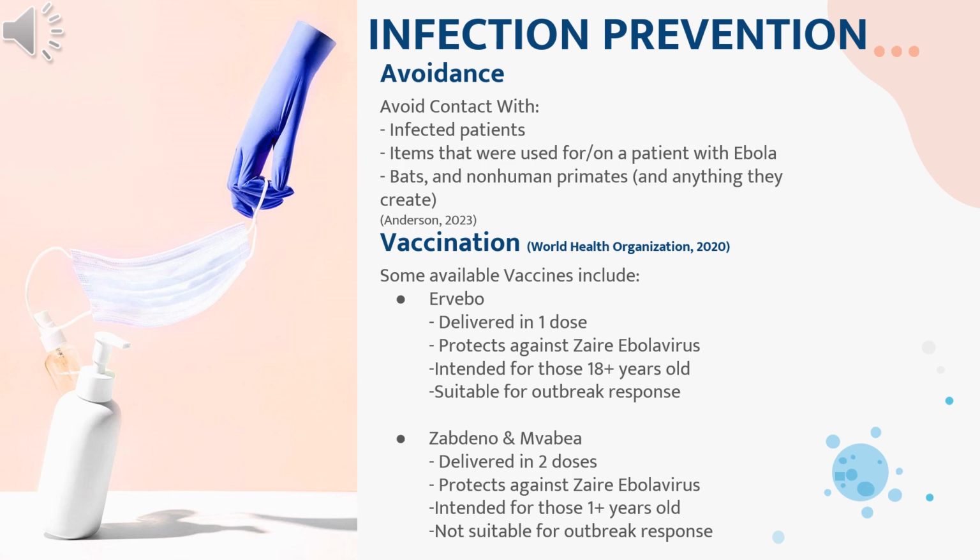There are currently 2 vaccines for Ebola, one being Ervebo. Ervebo is delivered in 1 dose and protects against a popular strain of Ebola, Zaire. Ervebo is intended for adults 18 years of age and older. Since it is high in supply and only requires 1 dose, it is suitable for an outbreak response. The other vaccine is a combination of 2 medications. These are called Zabdino and Maveva. 2 doses are required within 2 months of each other. This vaccine is suitable for children who are at least 1 year old. However, it is not suitable for an outbreak response due to the lack of supply and the requirement of 2 doses.